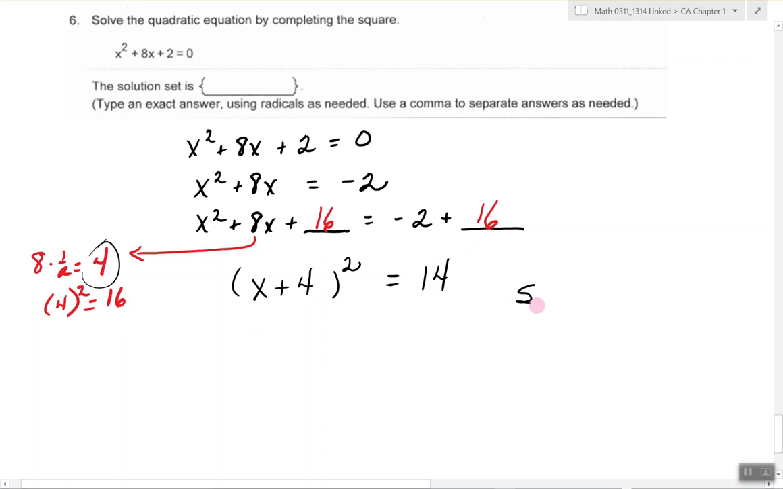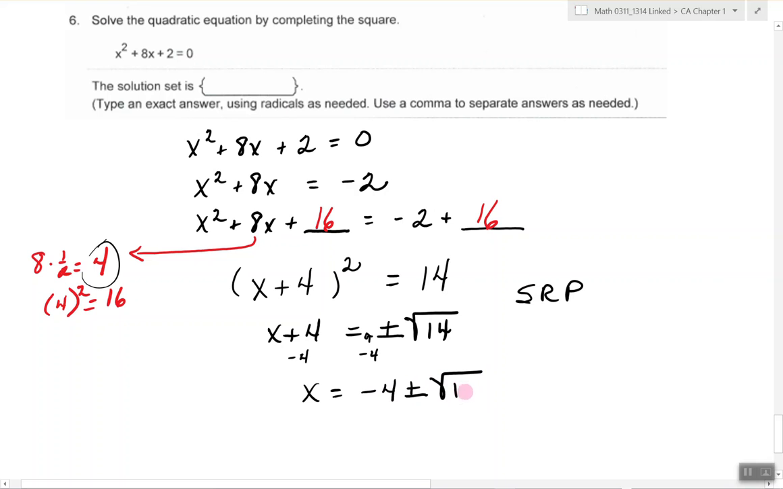Using the square root property, I have x plus 4 is equal to plus or minus the square root of 14. That cannot be simplified. So all I have to do now is subtract 4 from both sides, put it in front. X is equal to negative 4 plus or minus the square root of 14. Once again, if you need to separate it, that's negative 4 plus the square root of 14, comma, negative 4 minus the square root of 14.